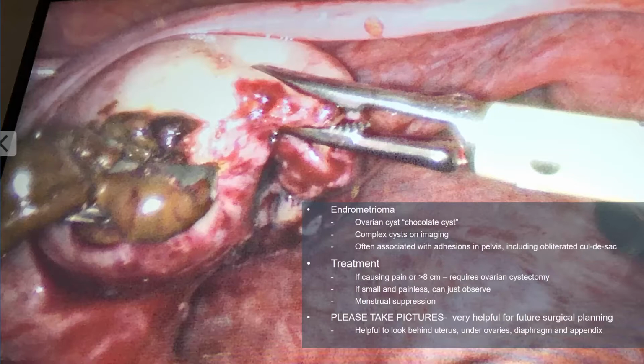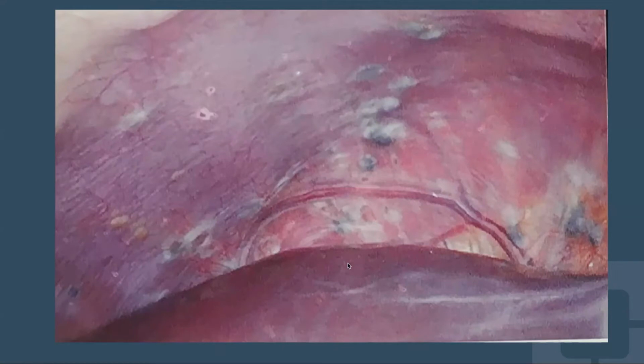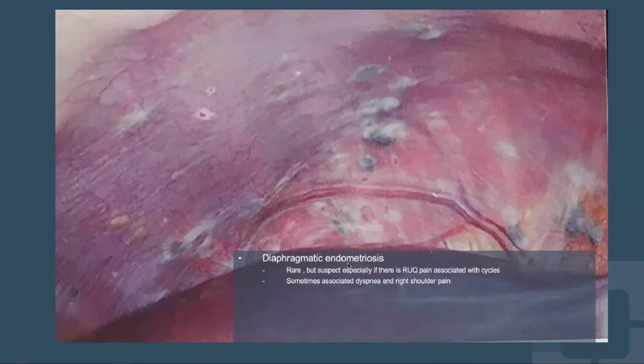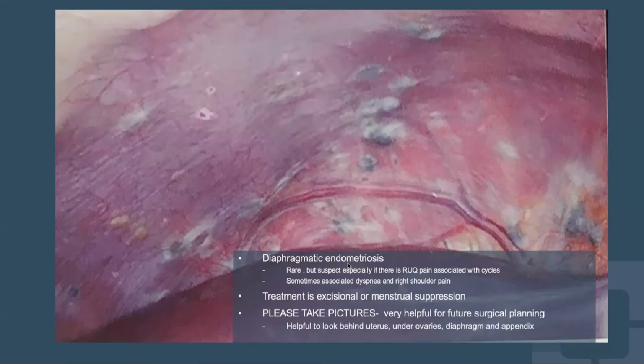Again, look behind the uterus, the ovaries, diaphragm, and the appendix. This is a look at the diaphragm, and these are endometriotic nodules on the diaphragm. These are rare, but you can suspect them if there's cyclic right upper quadrant pain, sometimes associated with dyspnea and right shoulder pain, and sometimes this can be associated with intrapulmonary endometriosis. The treatment is excisional or menstrual suppression, and again, taking pictures is helpful everywhere where endometriosis can be.